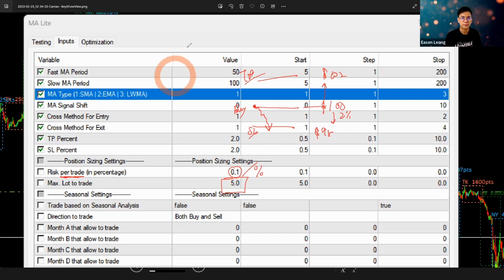So far, is it clear? If it's clear, you can type "clear" in the chat box and let me know. Okay, very clear.